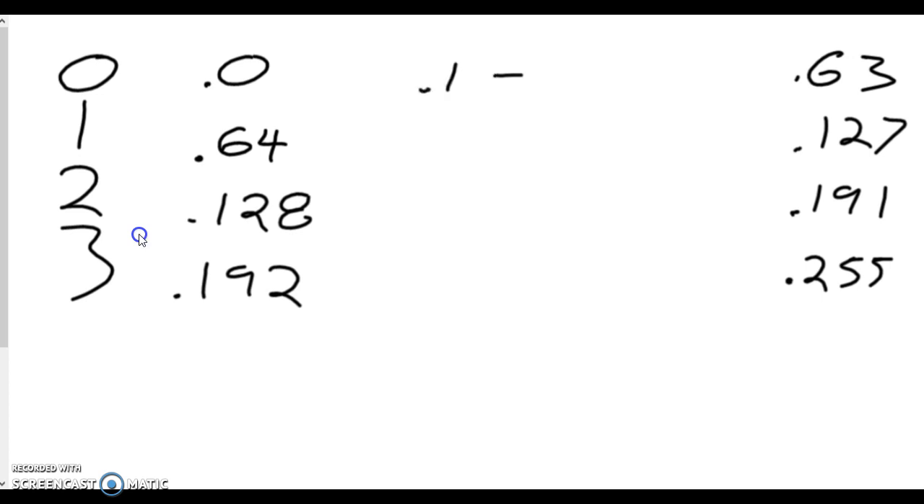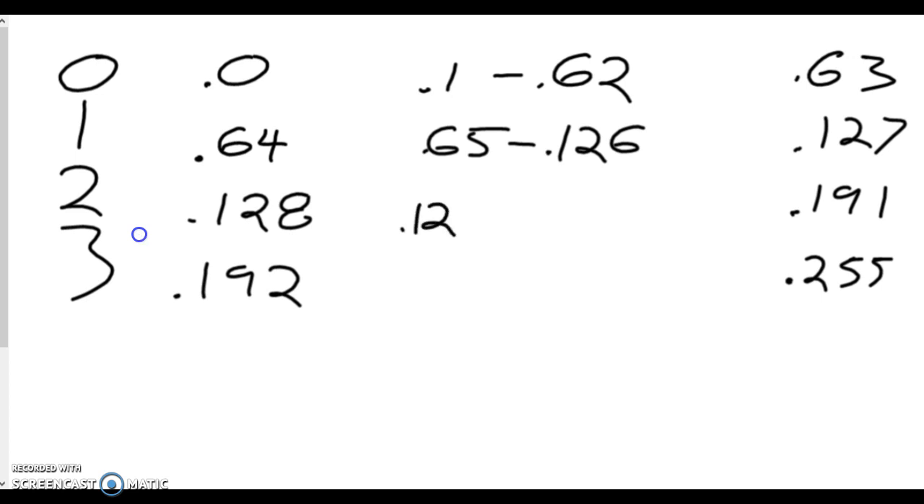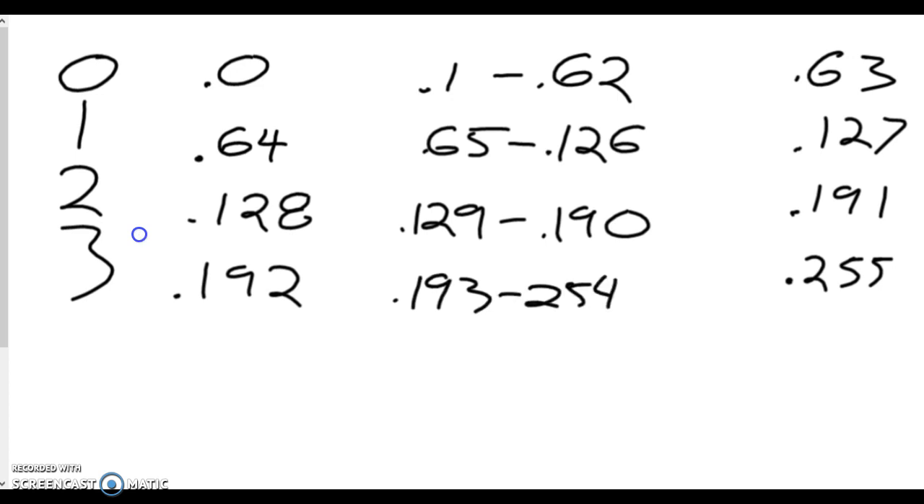1, 2, 62, 65, because it's one more than 64. Now I need one less than 127, 126, 128, so 129, one less, 190, 192, 193, 254.